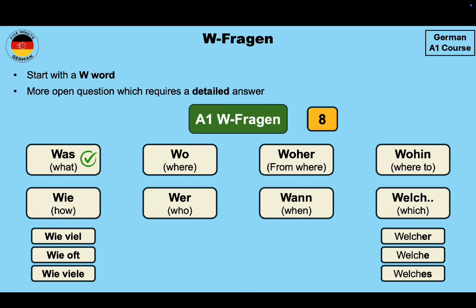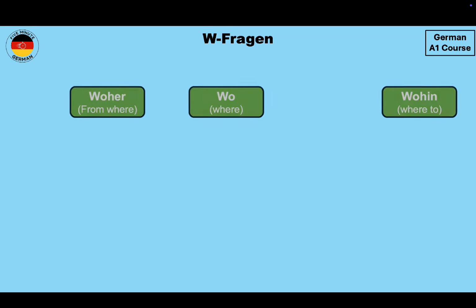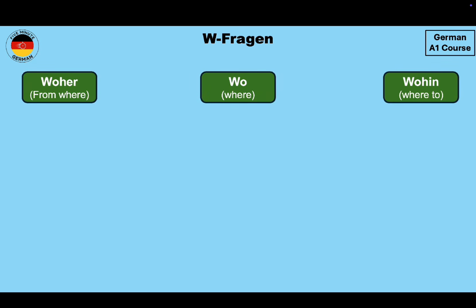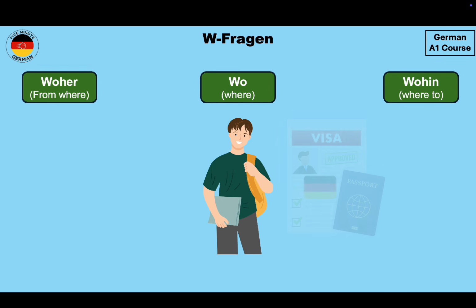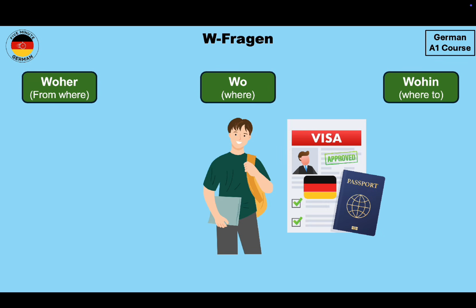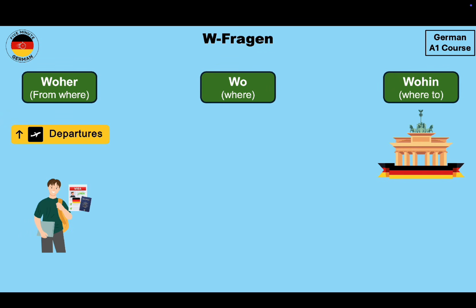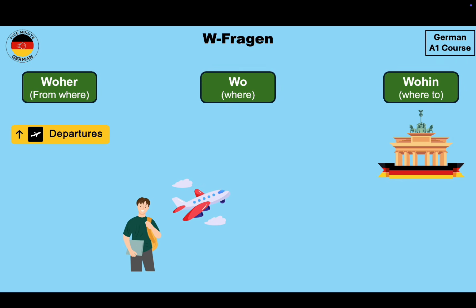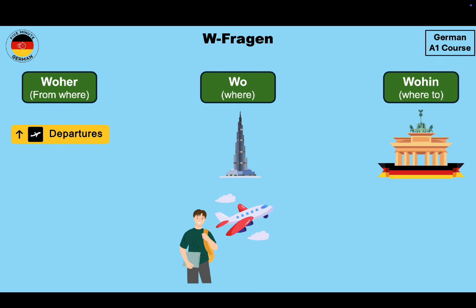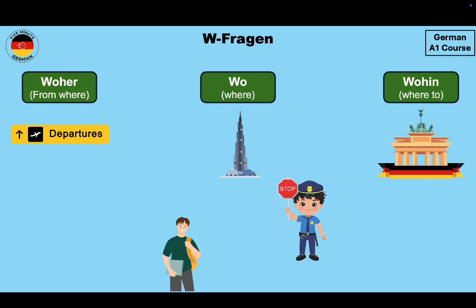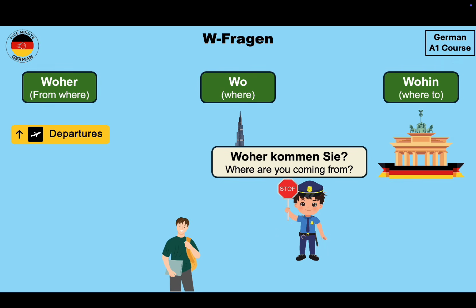Now let's take wo, woher and wohin together so that we can understand them. Now I will try to explain this with an example. Suppose that you are a student and you get your visa for Germany approved. And you are very happy that okay, now I will go to Germany, and you take a flight to Germany to fulfill your dreams. So this flight has a transit in Dubai. So you are now in Dubai, and in Dubai the immigration officer stops you and asks you a question. Woher kommen Sie? Where are you coming from?